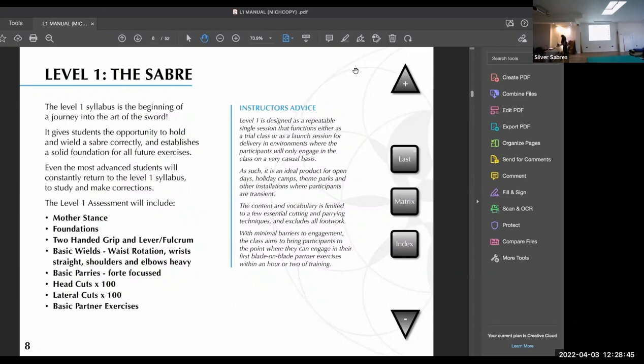Now, on this note, these slides now include the assessments for each level. In order for yourself to be considered a level one student, you would have to have passed your level one assessment. In order for you to be considered a level one instructor, you have to be able to take a student through to passing their level one assessment. Andrew.